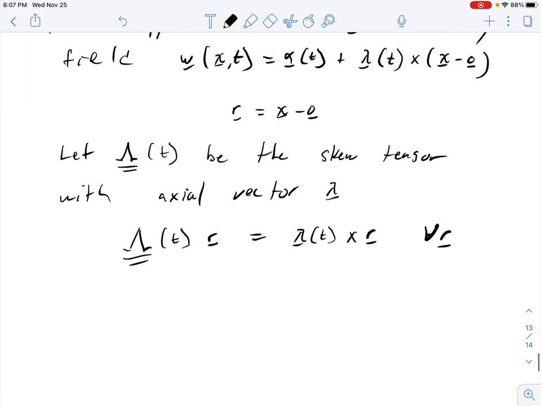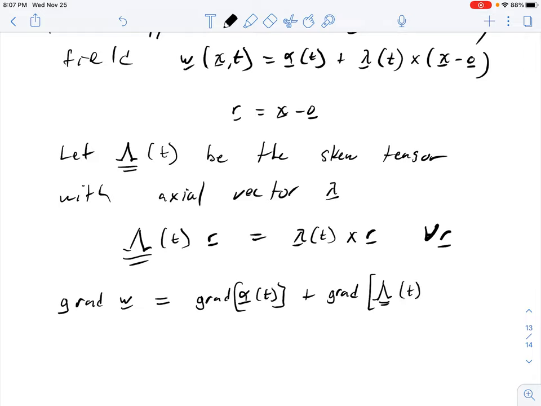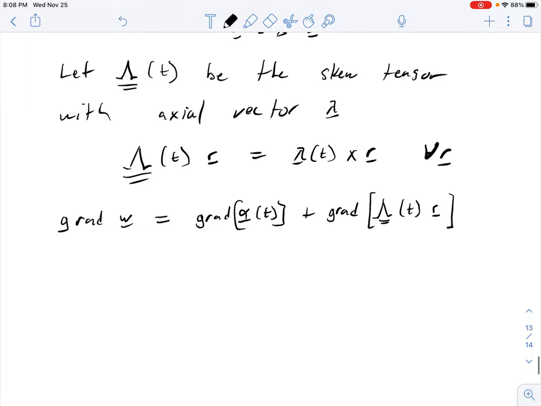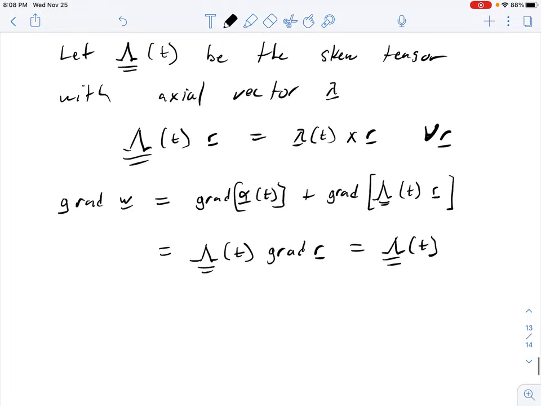All right, well, if we take the spatial gradient of W, that is equal to the gradient of alpha, which is a function only of time, so that's going to be 0, plus the gradient of the skew symmetric tensor lambda, which is a function only of t, so that can move out of the gradient of r. And so that is equal to lambda of t grad r. And we showed that the gradient of r, the position vector, is just the identity. So that is equal to capital lambda of t. So the gradient of W is uniform and it is skew.